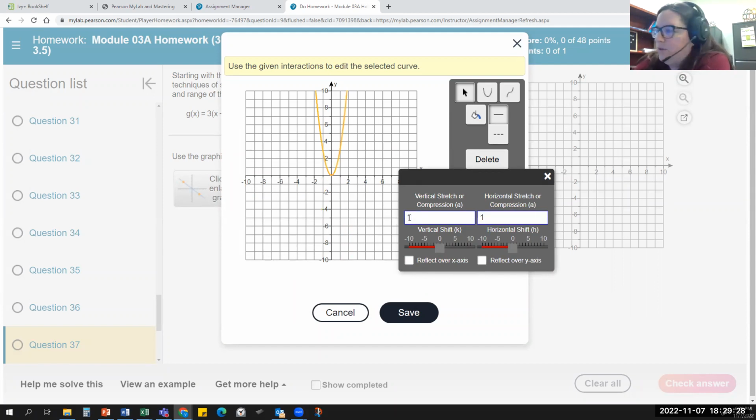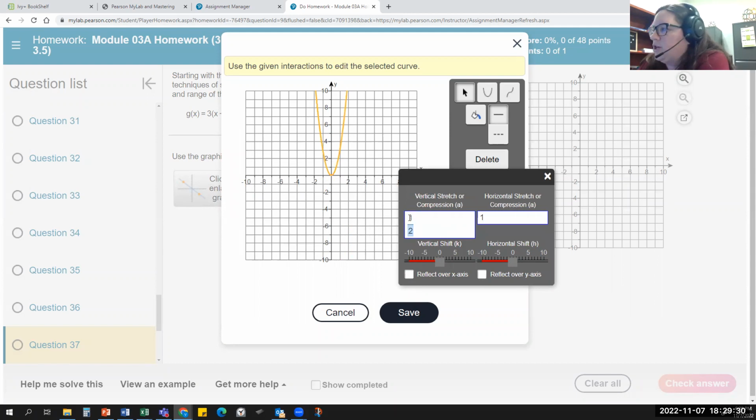Whether it's a stretch or a compression, if it's a number smaller than 1, then it would make that wider, flatter graph. So anything where it's just a number out front is going to affect the vertical stretch or compression, and potentially, again, if it's negative, a reflection over the x-axis. And then you're going to have the vertical shift. So that's just with this slider. That would be, again, anything being added or subtracted outside. You just want to make sure you apply the vertical shift after doing the vertical stretch or compression.